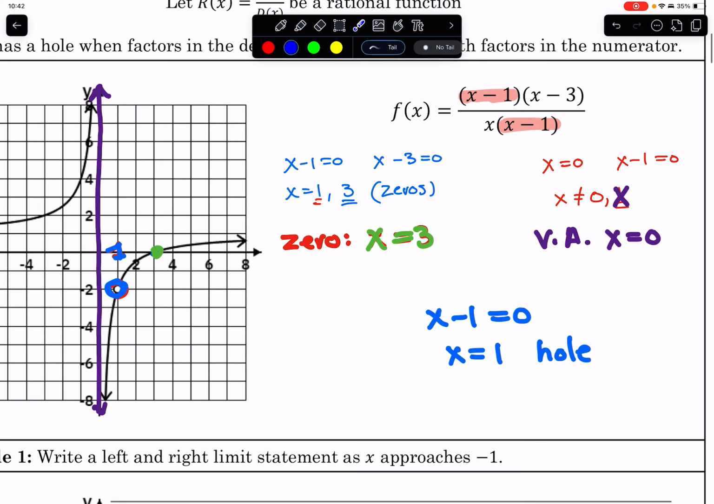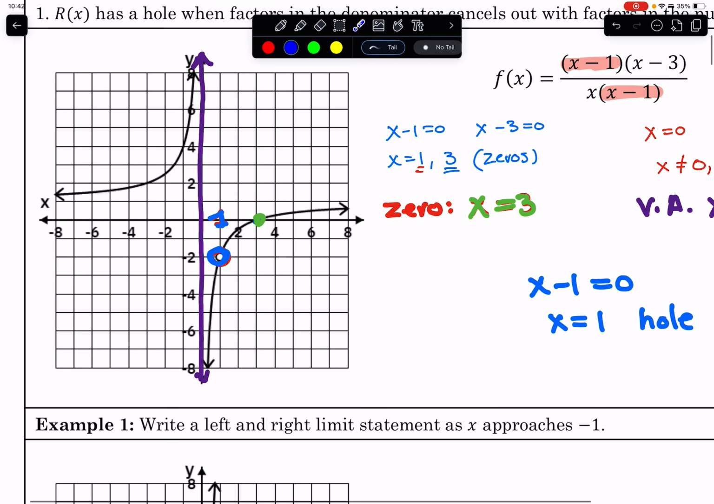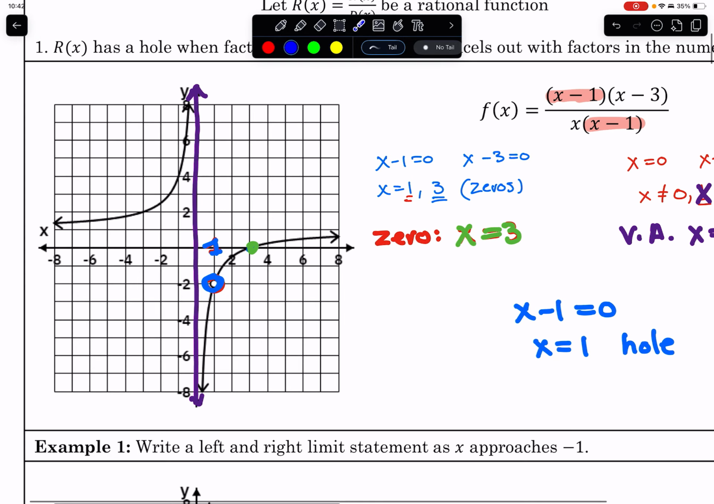Now, these two, this hole and this vertical asymptote, are referred to as discontinuities, meaning that the function is not continuous. A function, just like anything else in nature, wants to be connected with something else. So these graphs, these rational functions, want to be connected through these lines, but because we cannot divide by 0, it naturally breaks apart.